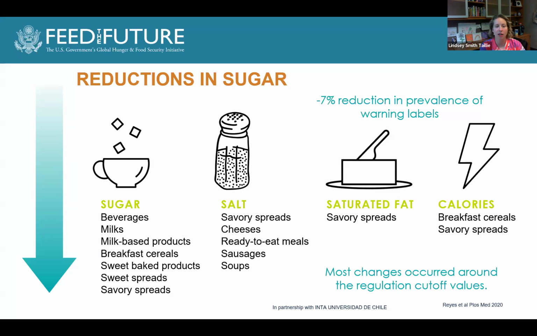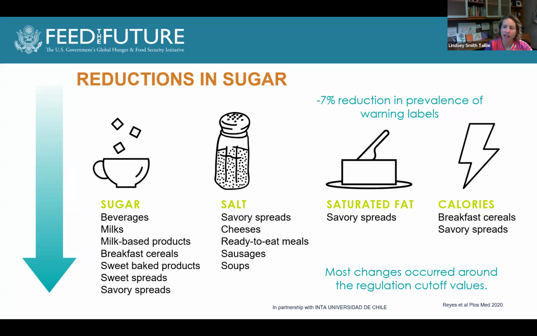And the sugar reductions occurred in the categories that you would think. Beverages were the category with the biggest changes, which makes a lot of sense. We know that beverages know how to get the sugar out, right? They replace it with non-sugar sweetener. But we also saw it in other categories as well.